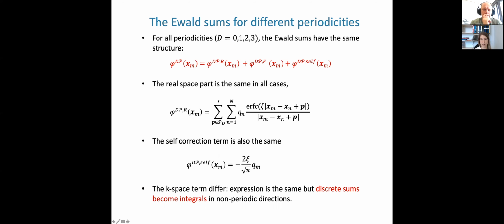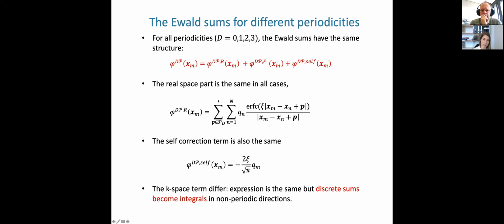The self-correction term, which I didn't mention before, is there because you're not supposed to include the contribution of yourself in the sum, but part of it will be included through the Fourier space. So you have to remove this part. But the k-space term will differ. This is where the difference will be seen, especially when it comes to the periodicities.